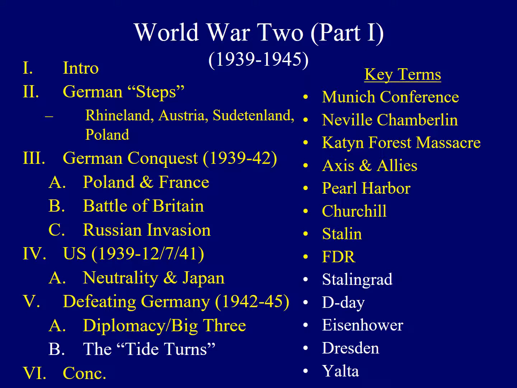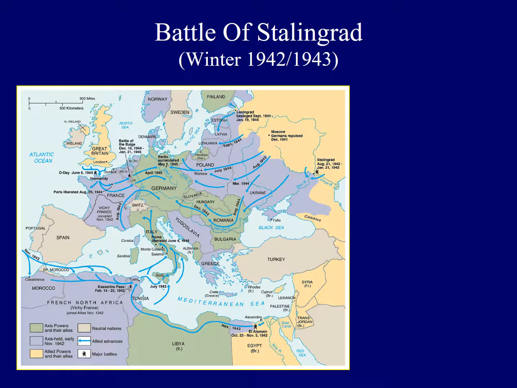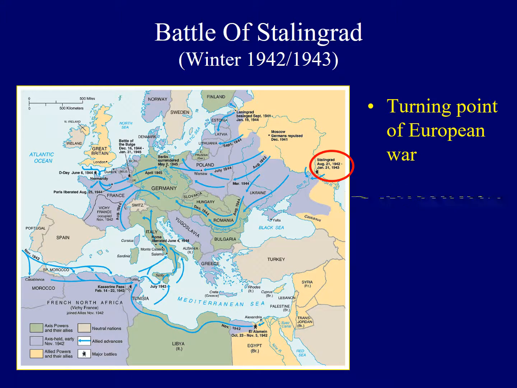After years of Germany's advances, the tide began to turn in 1942. The Battle of Stalingrad took place in the winter of 1942 and 1943. This was a turning point in the war in Europe. After several years of Germany's advances, the Soviets stood strong, and they forced the Germans to retreat. It's circled here on the map.